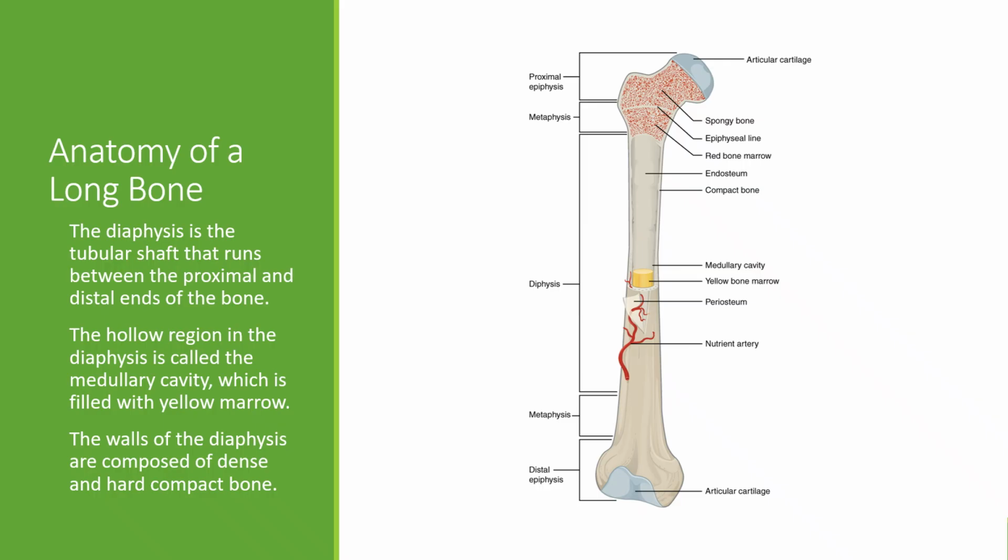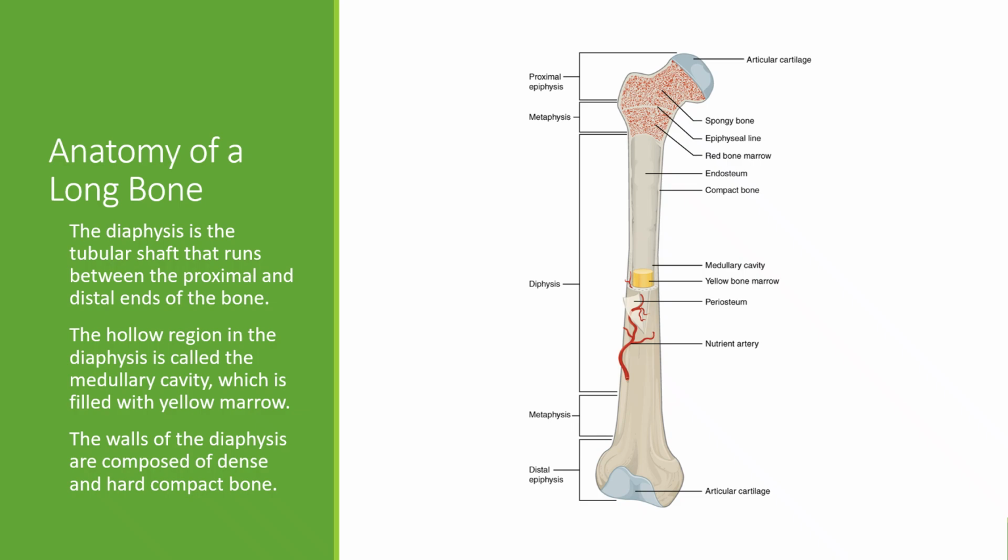So the diaphysis, as I mentioned, is the tubular shaft that runs between the proximal and the distal ends of the bone. So those two epiphyses that I just mentioned, one is proximal, one is distal. And again, it goes back to that idea of the point of attachment. So in this particular case, the one at the top is proximal because that is the head of the bone that's going to fit into the acetabulum of the hip bone. And then at the other end is the part that's going to articulate with the tibia and the fibula. So that would be the distal epiphyses.